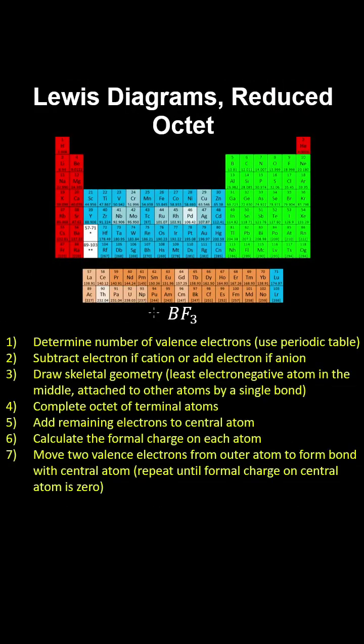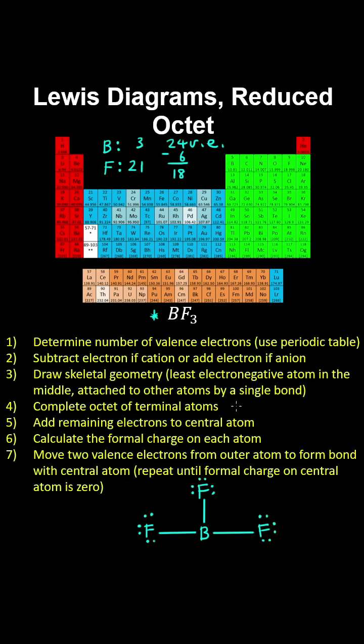Let's draw the Lewis diagram for boron trifluoride. So we first determine the number of valence electrons, so 3 for boron and 7 for each fluorine. So that gives a total of 24 valence electrons. And now we draw the skeletal geometry of the molecule with the least electronegative atom in the middle. So each bond takes up 2 electrons. And now we complete the octet of the terminal atoms, and now we're left with 0 valence electrons. So therefore we can skip step 5, because there are no more electrons to add to the central atom.